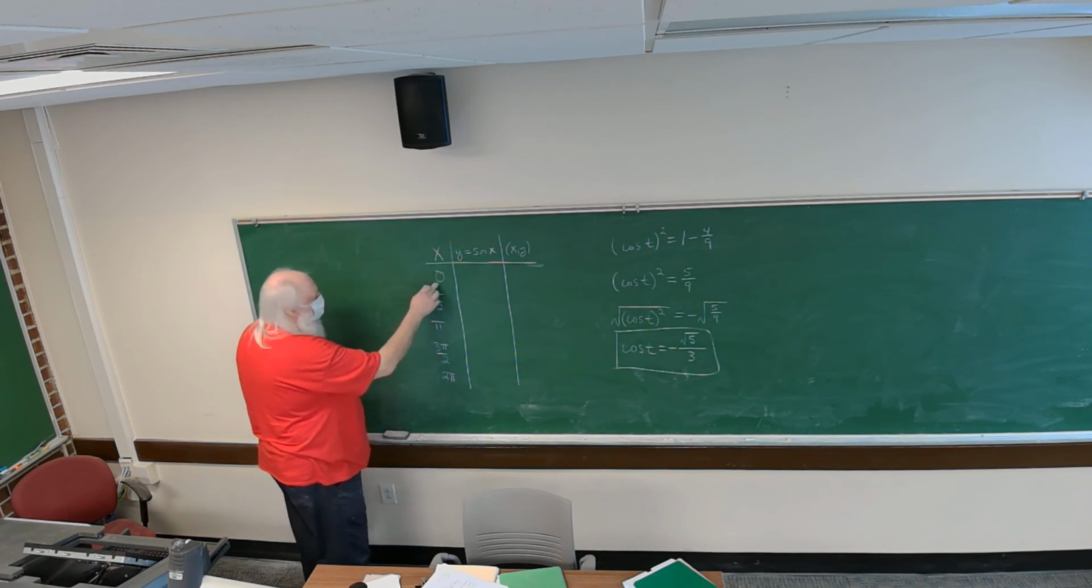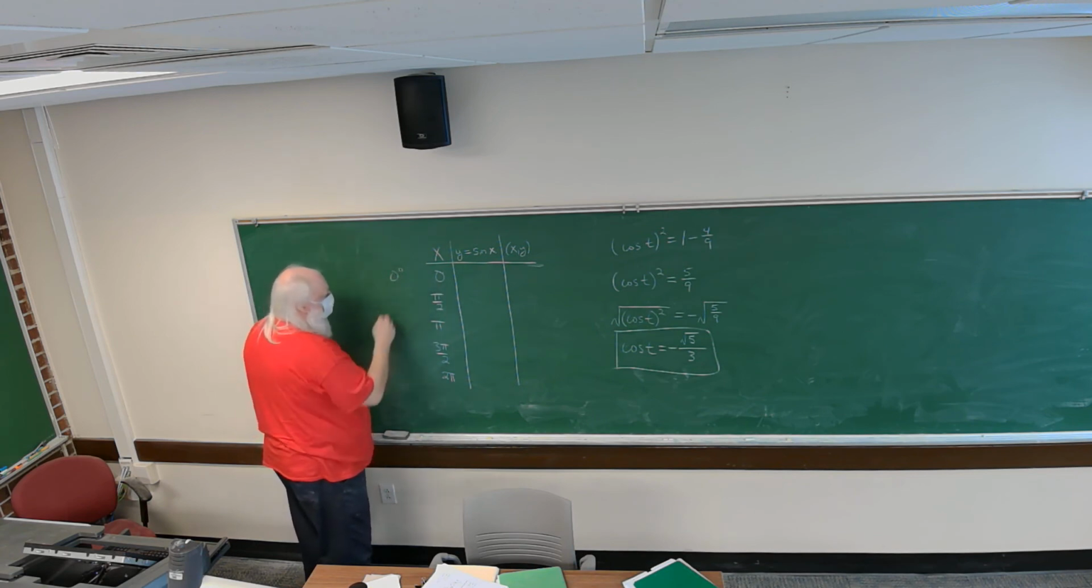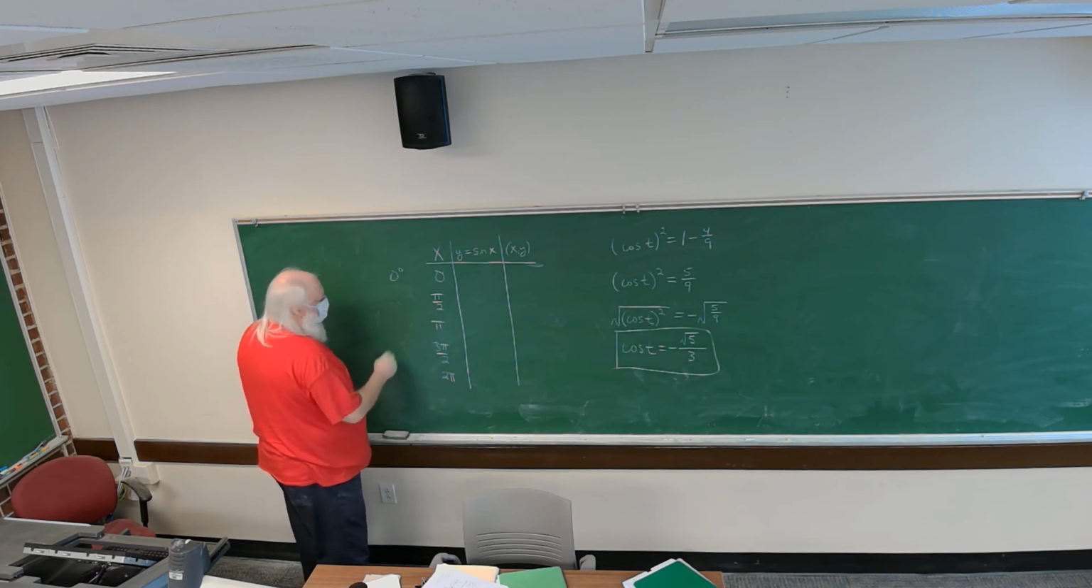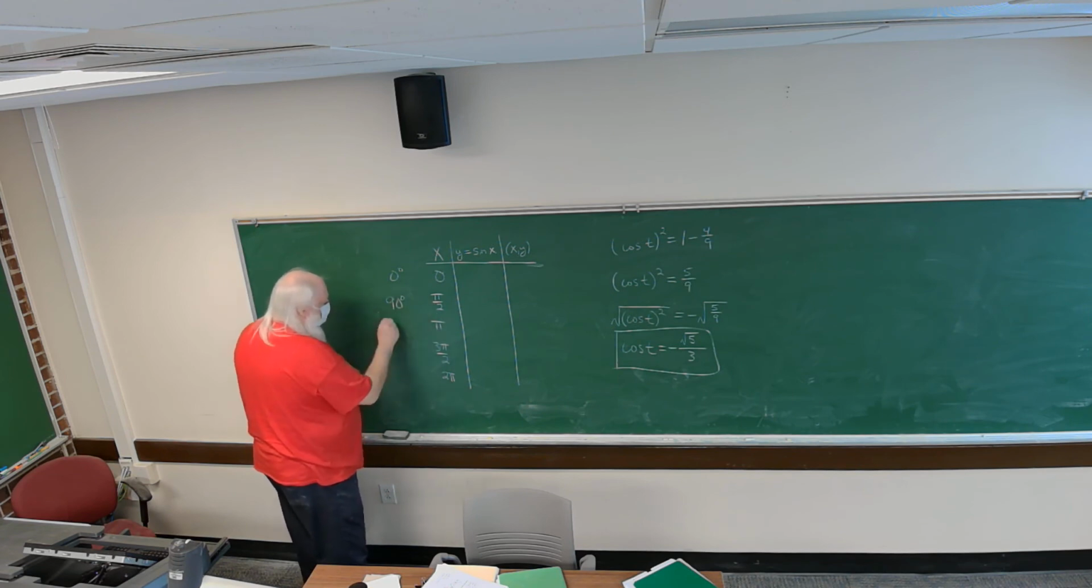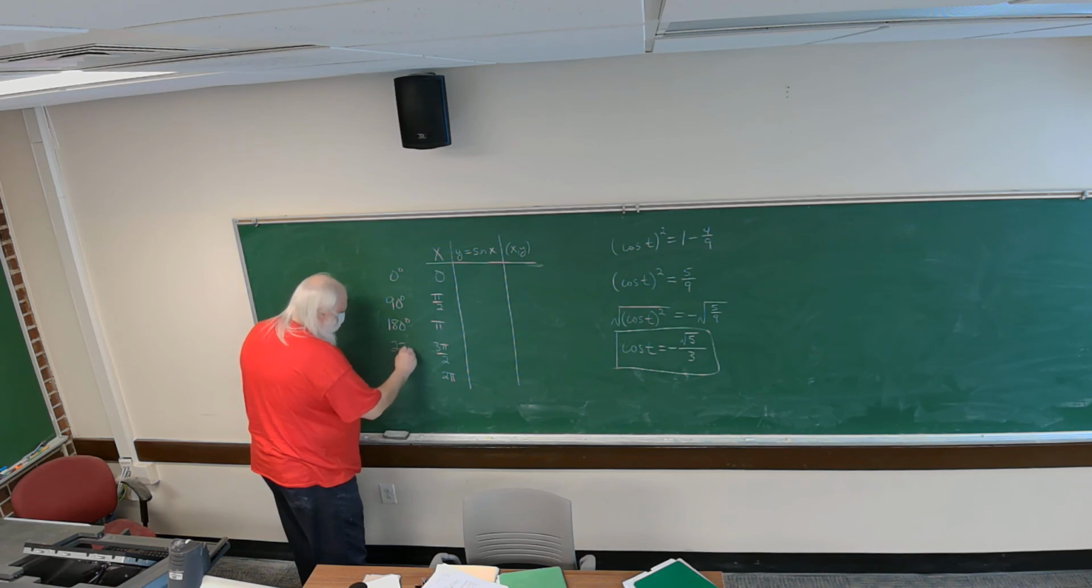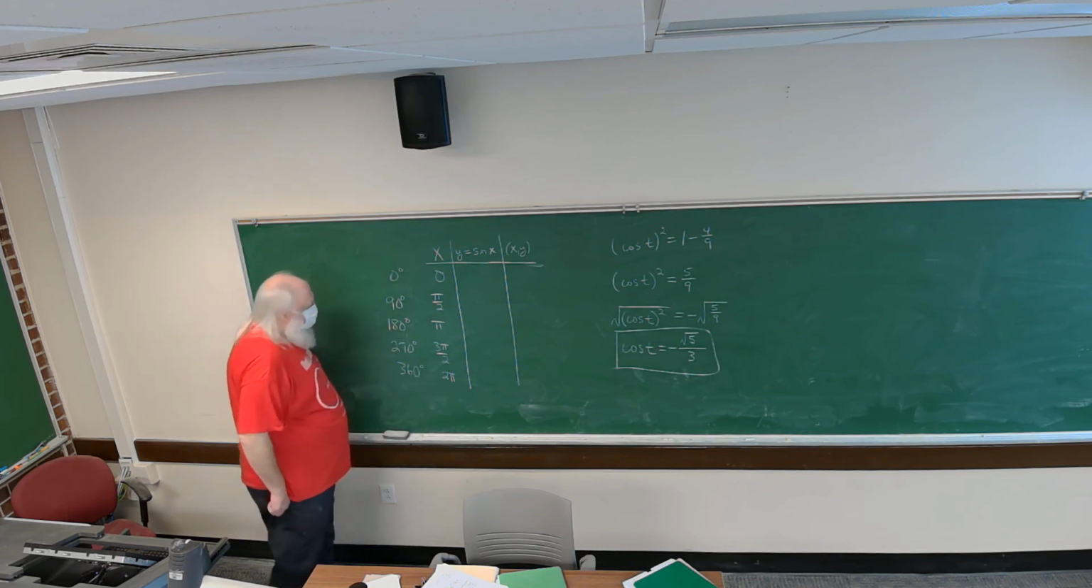So 0 radians is equivalent to 0 degrees. Pi/2 radians is equivalent to 90 degrees. Pi radians is equivalent to 180 degrees. 3 pi/2 radians is equivalent to 270 degrees. And then 2 pi radians is equivalent to 360 degrees.